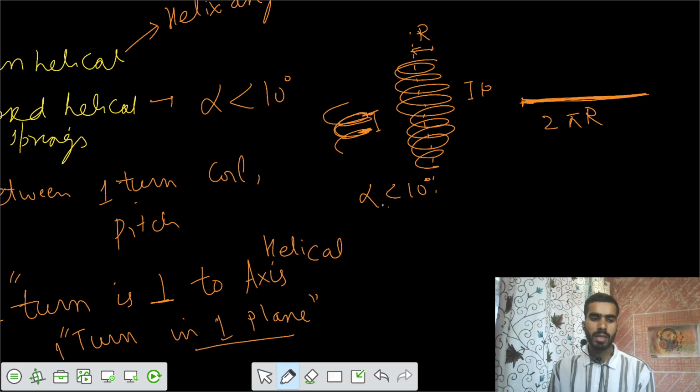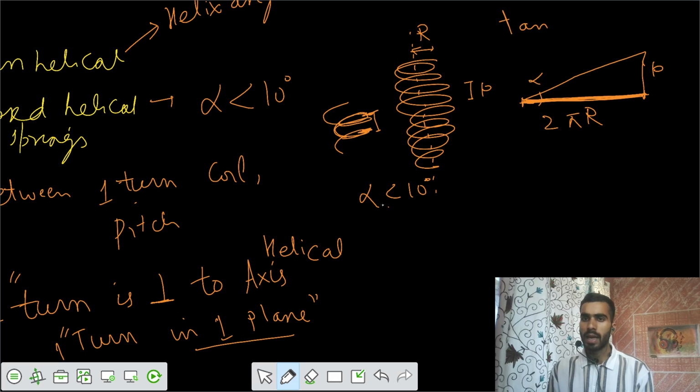This is from the assumption that if the alpha is less than 10 degrees, we can say one turn is perpendicular to that helical axis. So let's take that entire turn in one plane, 2 pi r, and there would be some pitch p, and there is some alpha. Then we say tan alpha equals p by 2 pi r. So accordingly, your pitch is 2 pi r tan alpha.